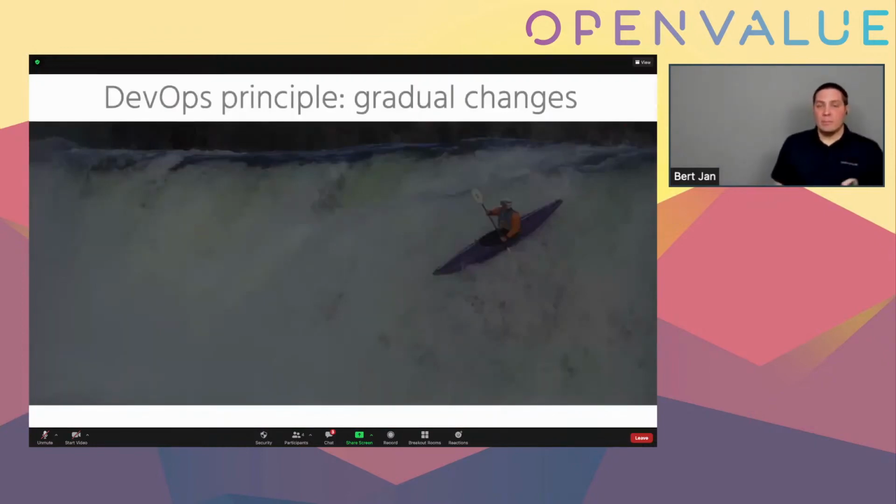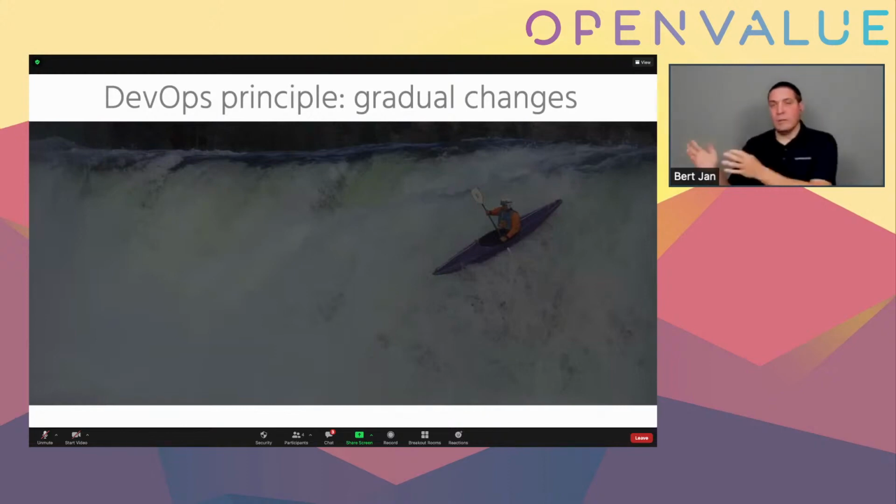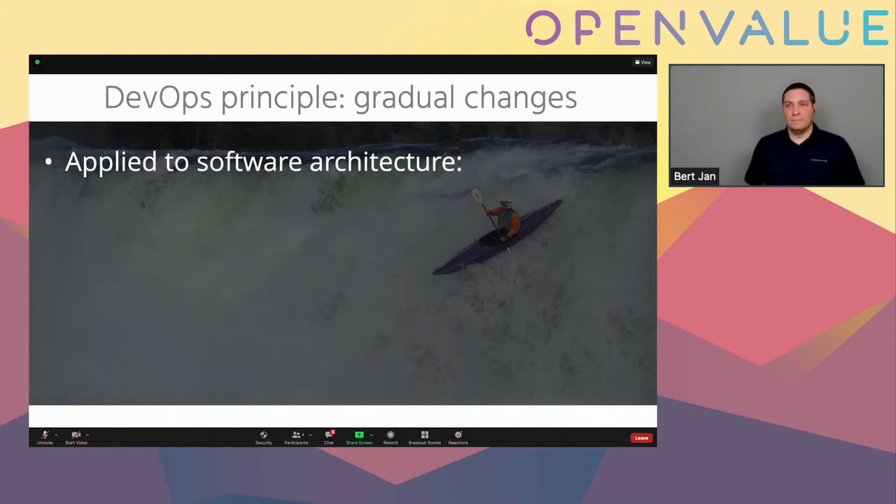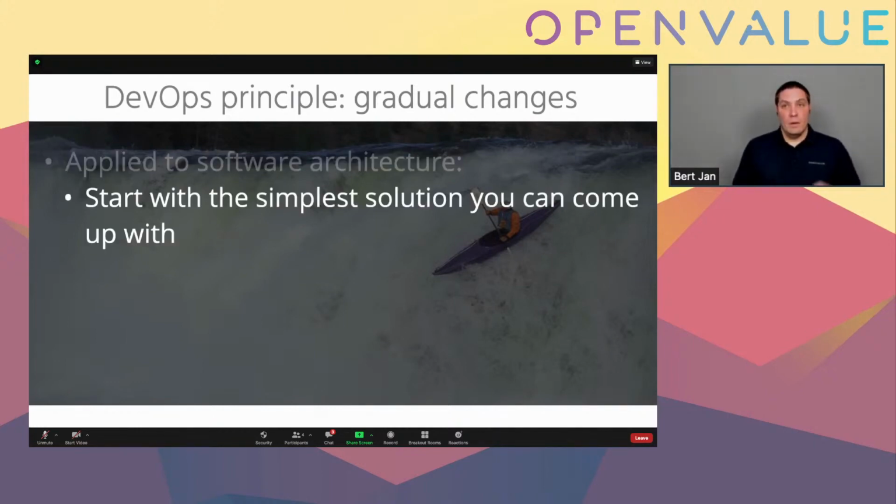So if you look at the principle of gradual changes, so no big releases, but having small incremental changes continuously into production. How does this map to the software architecture world? I'd say that it's about not trying to get everything right the first time, but it's about starting with the simplest solution you can come up with.